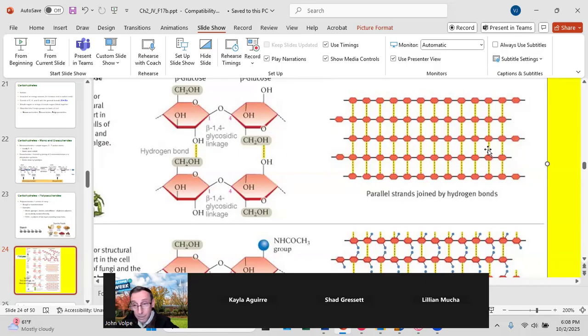But this glucose here has a hydrogen bond to that glucose there and a hydrogen bond to that glucose there. And as you can see in cellulose, we have a lot of hydrogen bonds linking the glucose together, meaning the glucose over here is linked to that glucose over there, as well as that glucose over there, meaning this glucose has two hydrogen bonds to the glucose. Any question about any of that?